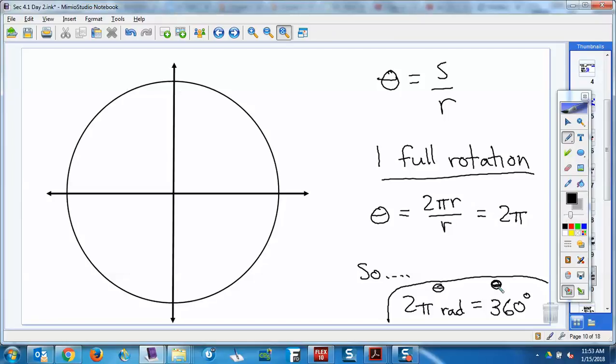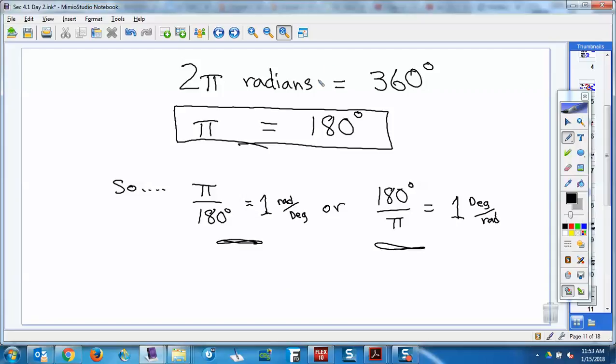Okay? So if we're doing degrees, we would think of this as a rotation, like so. If we're thinking radians, we're thinking this divided by that. We're thinking S divided by R. But it's still the same spot on the circle. All right. So if 2 pi radians is equal to 360 degrees, then that means pi would be equal to 180 degrees.